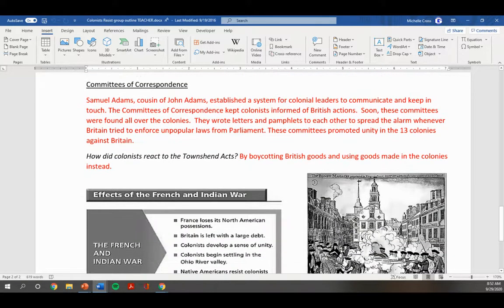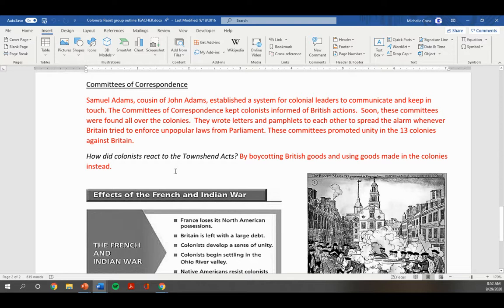In the wake of the Boston Massacre, John Adams' cousin, Sam Adams, established committees of correspondence, a system for colonial leaders to communicate and to keep in touch. They would keep each other and all of the colonies informed of the British actions. And soon, committees of correspondence were in all 13 colonies. They wrote letters and pamphlets to each other whenever Britain tried to enforce some of their more unpopular laws from Parliament. It promoted unity in the 13 colonies against Britain.